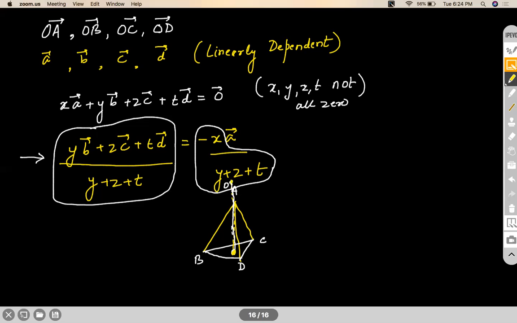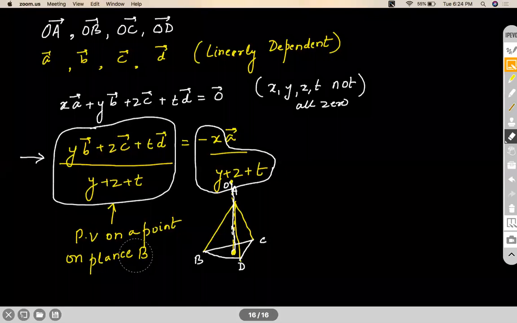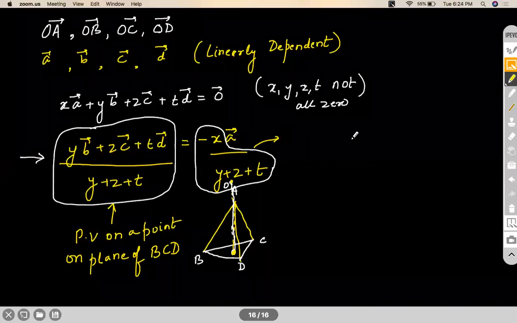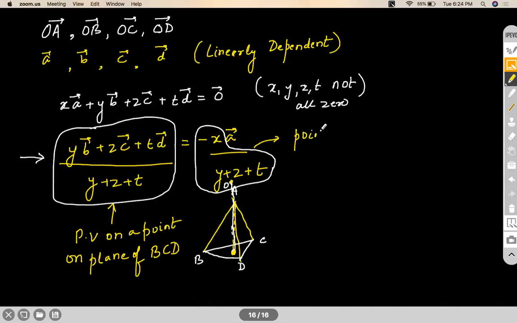Correct. So basically it is trying to say that your left hand side is a position vector of a point on the plane of BCD. Correct? And this is trying to say that it is a point on AO extended, or AO vector or OA vector, whatever you want to call it.